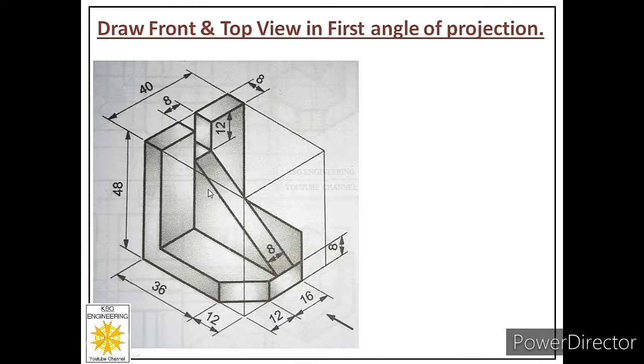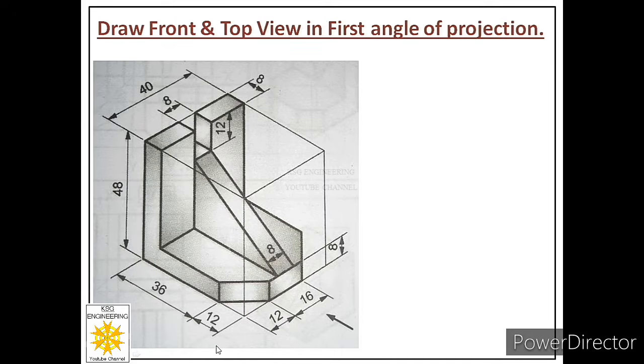It means we have to read this object from this direction only, and we have to assume that the observer is standing this side, and this is the front side of the object. As we have to solve this problem in first angle of projection, we are assuming that the object is in the first quadrant. If the observer is standing over here, then in the first quadrant VP will lie behind the object and HP will lie below the object.